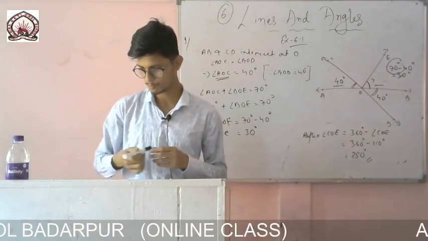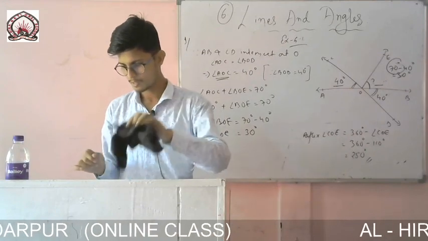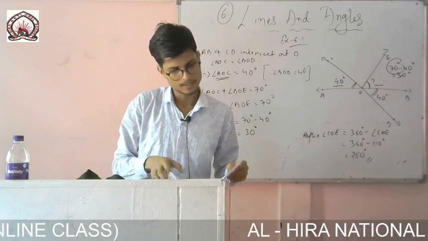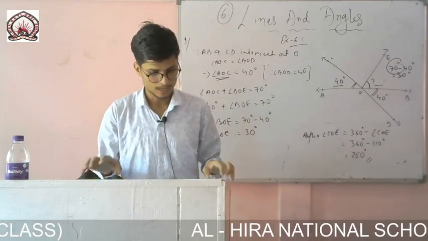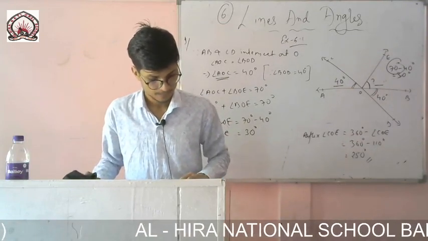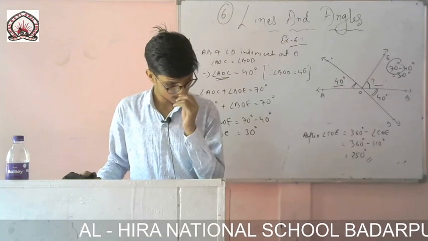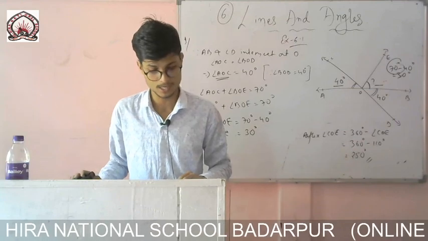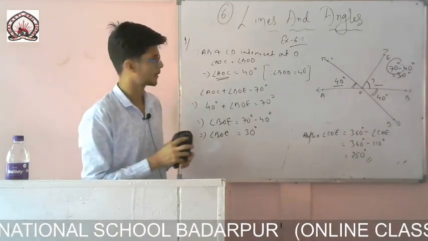So now let us move to the next question. Question number 2. In the following figure, the lines XY and MN intersect at O. If angle POY is equal to 90 degrees and a is to b is equal to 2 is to 3, find c. Okay.